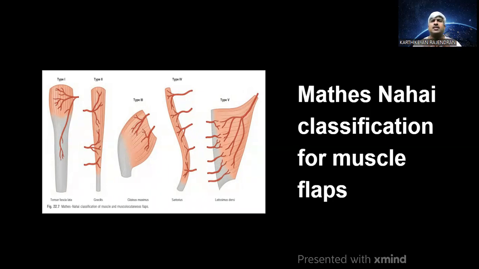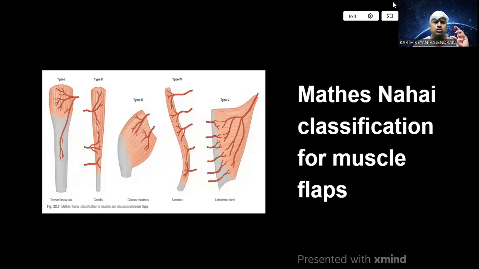So, how are muscle flaps classified? A muscle flap is classified according to its blood supply. Coming to the Mathes-Nahai classification, it deals with muscle flaps and is classified into 5 types: type 1, type 2, type 3, type 4, type 5. Type 1 has a single dominant blood supply, a single blood vessel supplying that muscle.